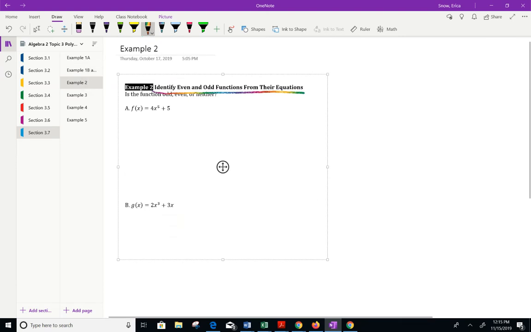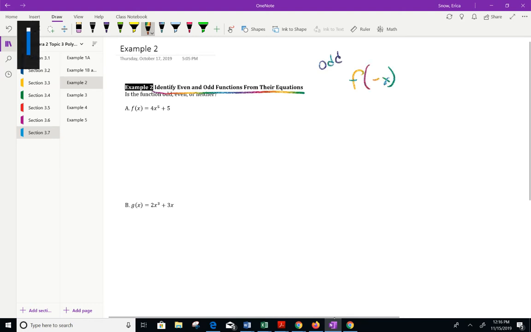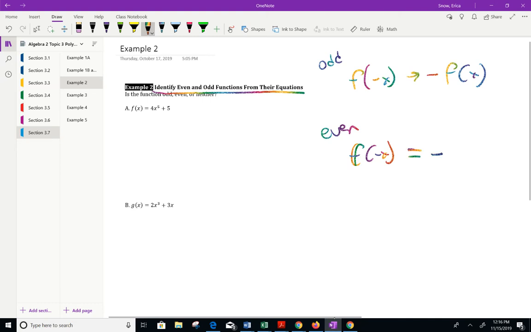So now if we're going to identify odd and even functions from their equations, we actually are going to do something algebraic. And what you need to know about odd functions is that if you plug in negative x for x, then the whole function should be the opposite. And then for even functions, if you plug in negative x, it's going to equal the same function.